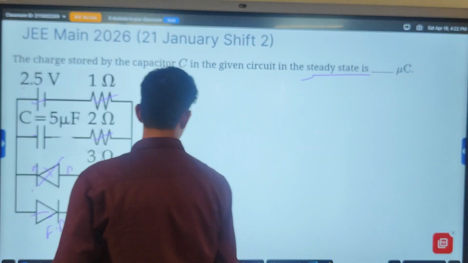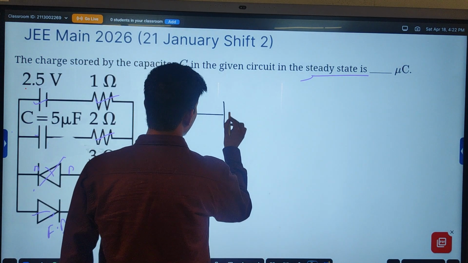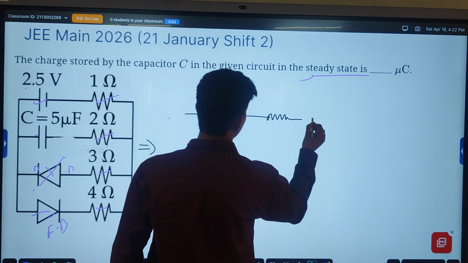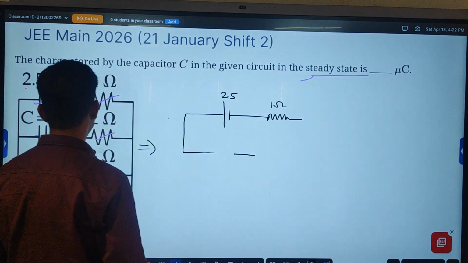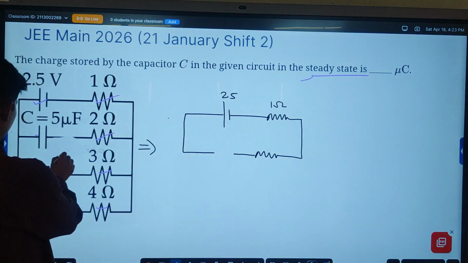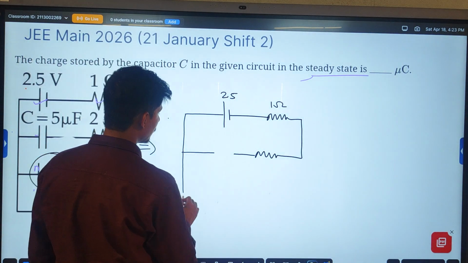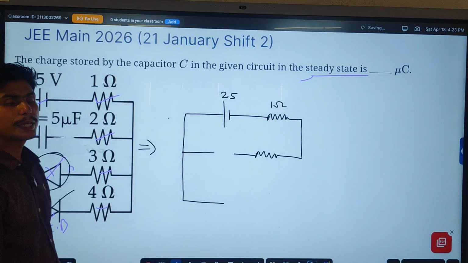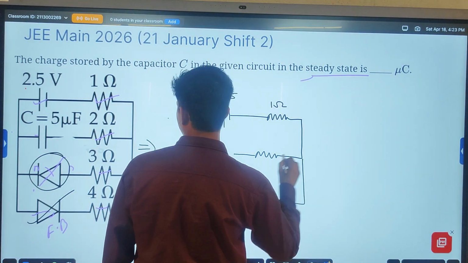Okay, so let me redraw this circuit. This circuit becomes one battery of 2.5 volt, a 1 ohm resistor, and this is the capacitance. In steady state it will be broken. Now coming to this diode, it is reverse bias, so reverse bias diodes will behave like a broken circuit. Now this one is the forward bias. The diode becomes a plain wire in the steady state, allowing the current to flow through the battery.